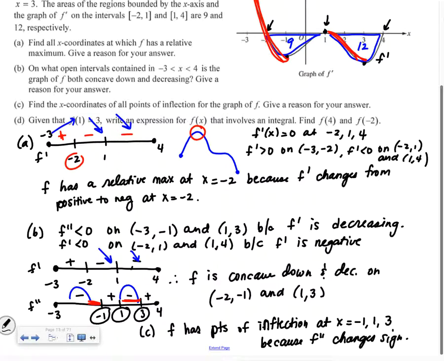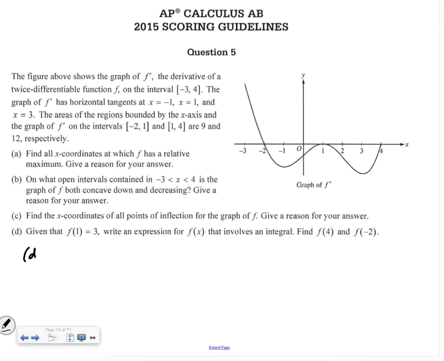Now, you could be more specific. I think the scoring guidelines, when I looked at them earlier, said it switches from negative to positive for -1 and 3, but it changes from positive to negative at 1. If you just say f double prime changes sign, you will definitely get your points. All right, and then part D. It says, given that f of 1 is equal to 3, write an expression for f of x that involves an integral. Find f of 4 and f of -2.